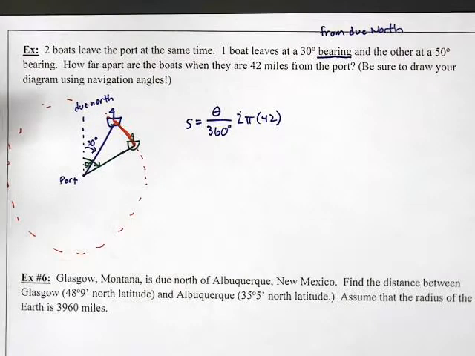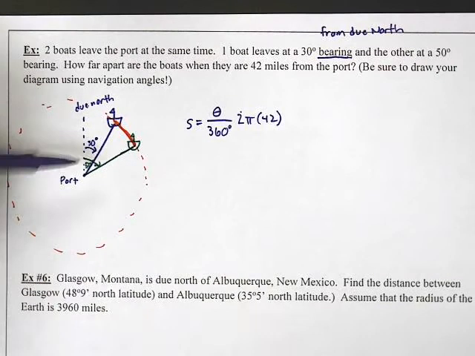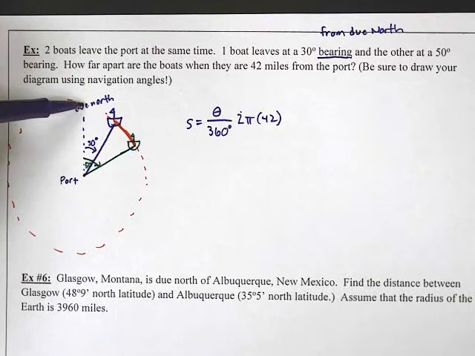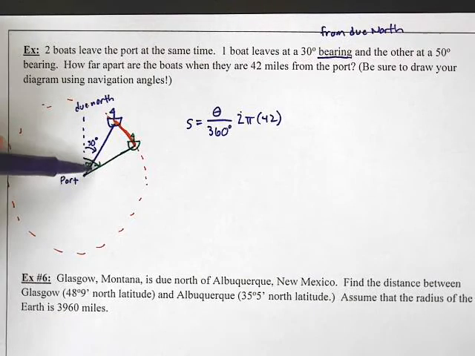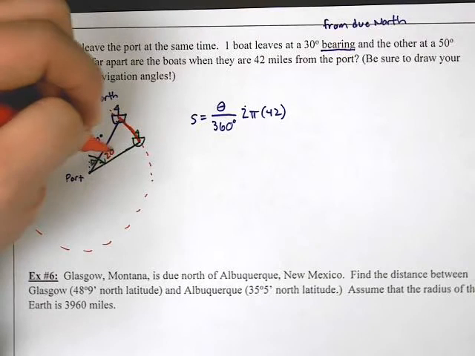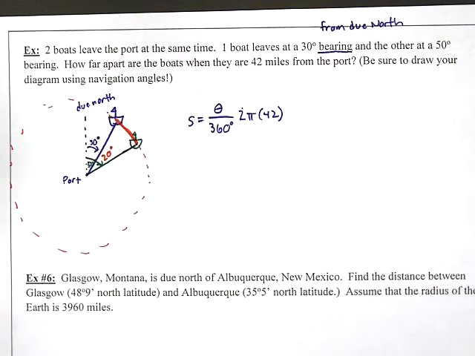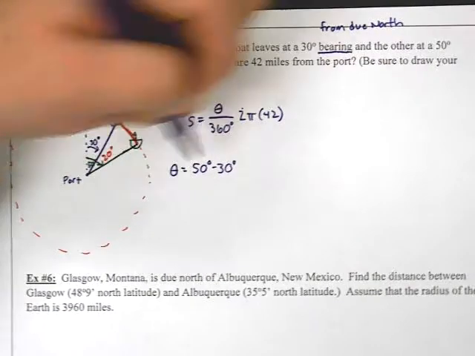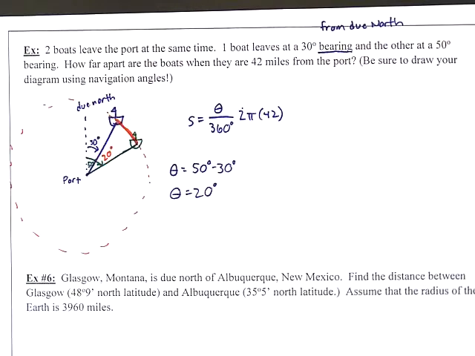I hope you're thinking that you actually don't use either of them, right? This 50 degrees would be if I was going from due north to the green boat. The 30 degrees would be if I was going from due north to the purple boat. I'm not doing either of those. This due north is nothing to me. I actually need to figure out the difference in these angles. And if this is 50 and this is 30, well, then the angle I want is 20 degrees, okay? Theta is equal to 50 degrees minus 30 degrees, or theta is equal to 20 degrees.